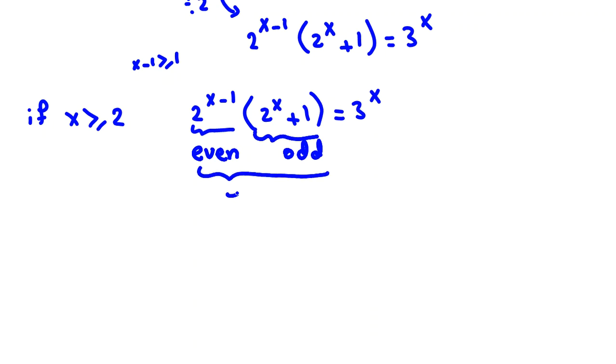The product will be what? An even number. But the right side, where x is at least 2, is 9 or 27, an odd number. And that's a contradiction for x greater than or equal to 2.